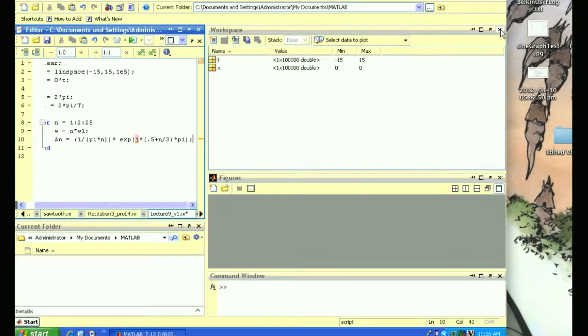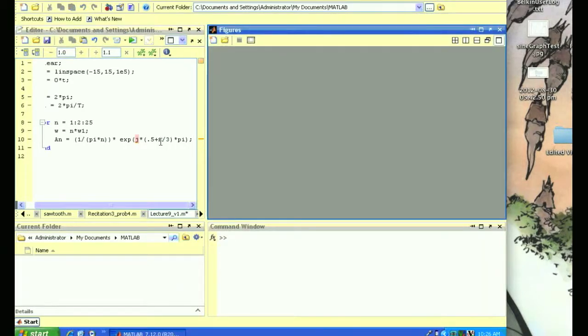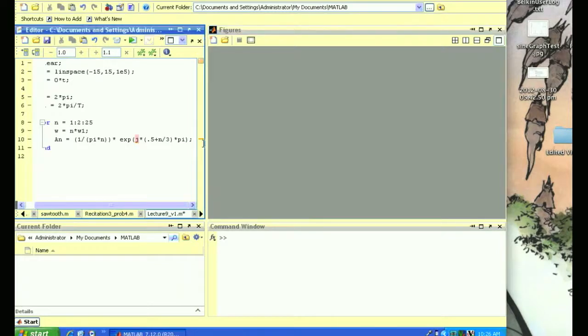Okay, so let's see, what's next? How about the pi outside the parentheses. Right there. Have I typed it in right? I think so.